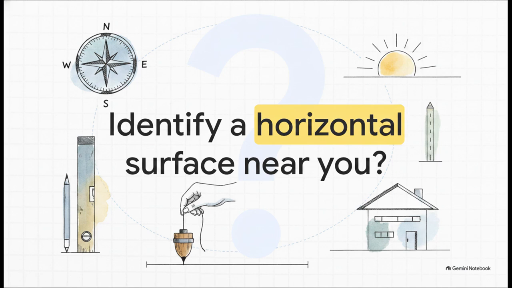My final challenge to you is this. Look around the room you are sitting in right this very second. Can you point to a perfect horizontal surface and a perfect vertical surface? And if you absolutely had to, could you tell me which one is to the north? Keep looking at the world this way, and I promise you you'll never be truly lost again.